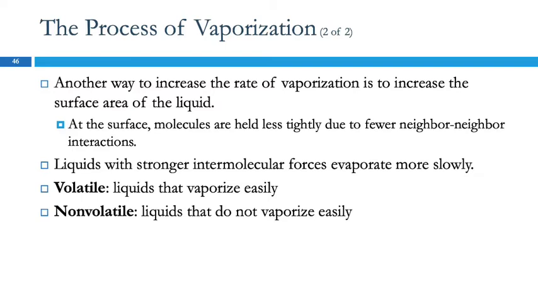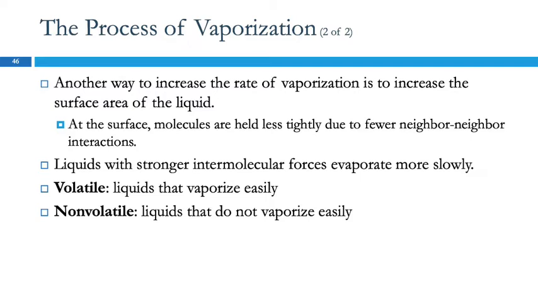So we have two qualitative terms that we use, volatile and non-volatile. If you remember, we did an experiment 6A, where we determined the molar mass of a volatile liquid. Volatile means that it vaporizes easily. Non-volatile means it doesn't vaporize easily. So can you think of a liquid that just evaporates really, really slowly?